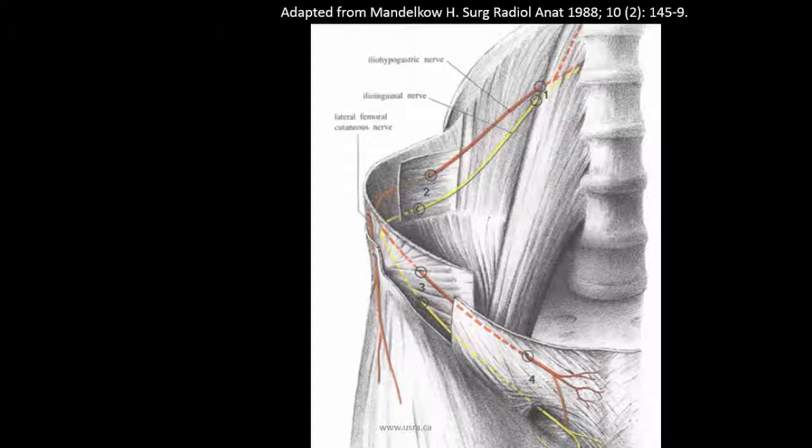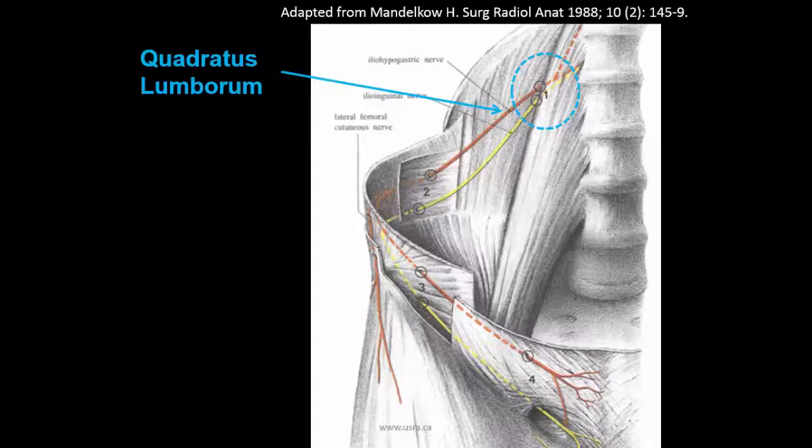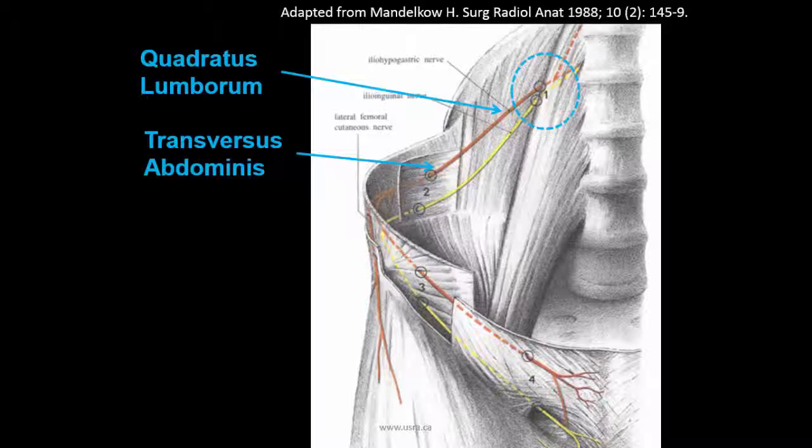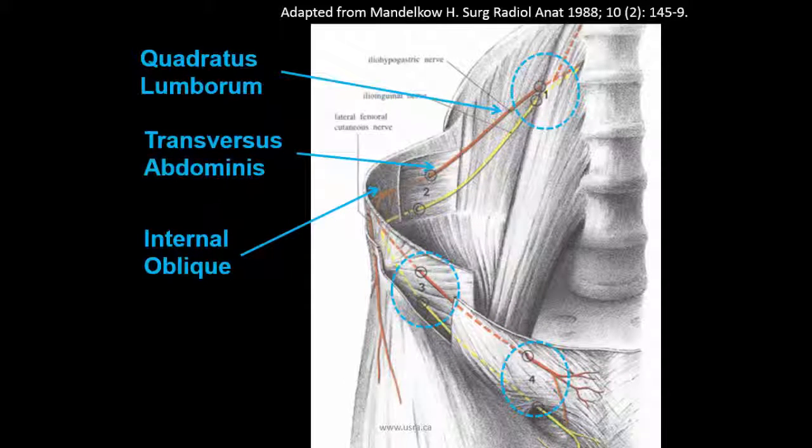The ilioinguinal and iliohypogastric nerves emerge from the lateral border of psoas major, inferior to the 12th rib, and course over the anterior surface of quadratus lumborum. Lateral to quadratus lumborum, they initially run deep to transversus abdominis for a variable distance, before piercing transversus abdominis to enter the transversus abdominis or TAP plane between internal oblique and transversus abdominis. Anterior to the iliac crest, the nerves ascend gradually, piercing first internal oblique and then external oblique. However, the location at which this occurs varies widely between individuals.